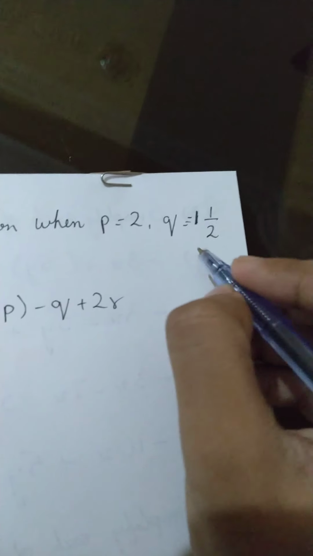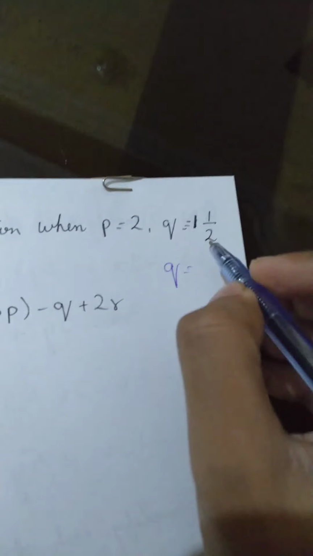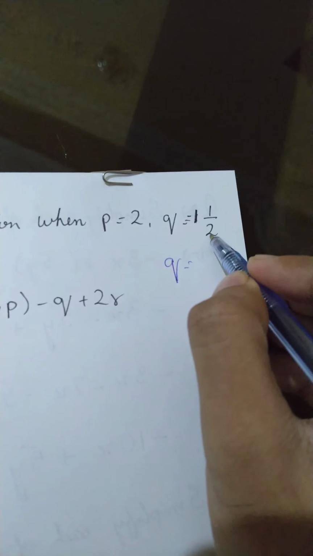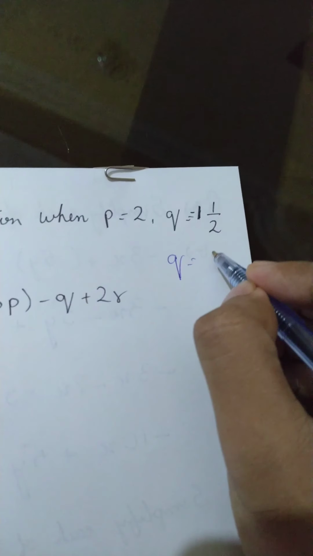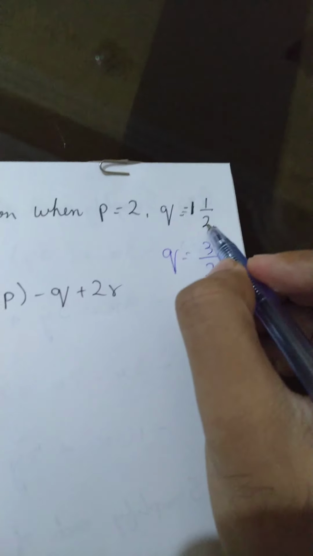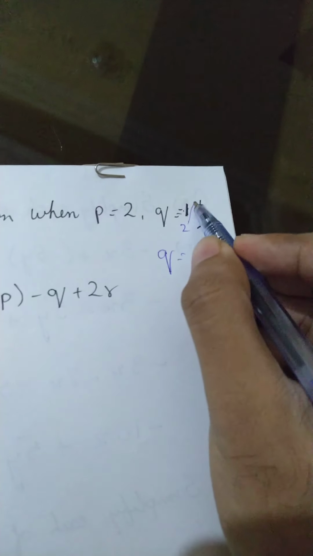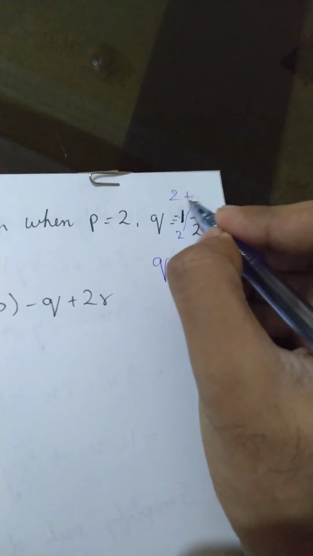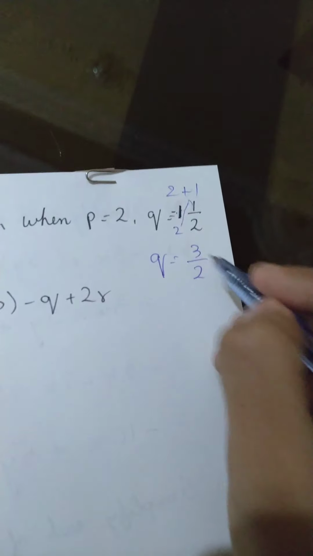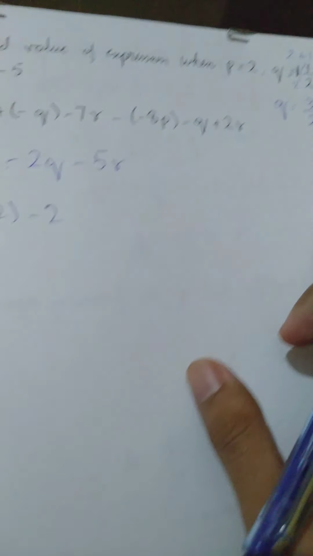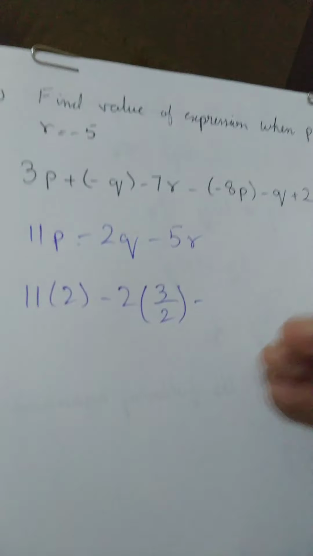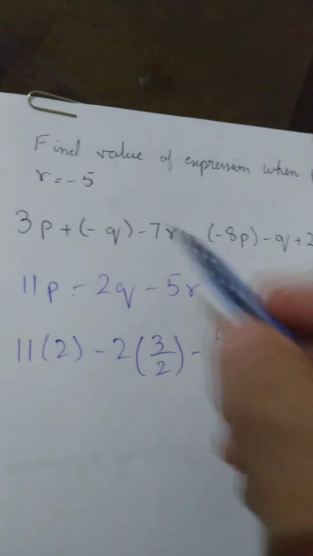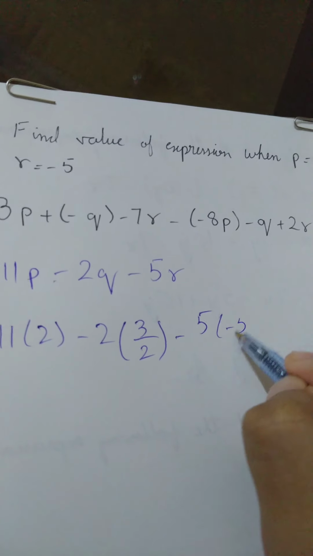Before putting the value of q, first convert it into an improper fraction, so you know how to convert it. q equals 1 whole number 1 upon 2: 2 is multiplied with this number here. 2 times 1 is 2, and 2 plus 1 is 3, so it will be 3 upon 2. So I'm replacing this with 3 upon 2 here. Minus sign, 5, r has the value minus 5 here again, so it's minus 5.